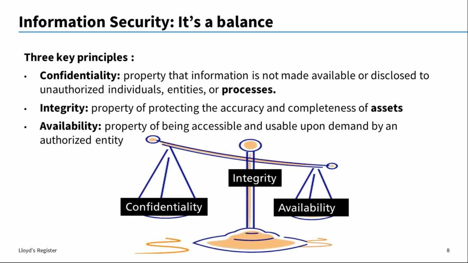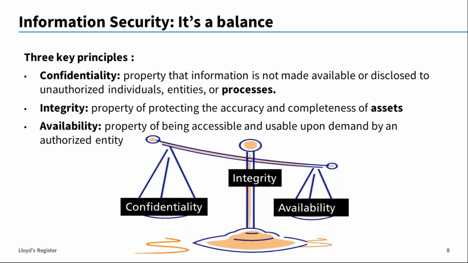Three main principles that ISO 27001 brings in are showing on the screen there. So the three key principles are confidentiality, integrity, and availability. And we show the diagram as a set of scales, because if you think about it, confidentiality, in the definition that ISO 27001 puts on it, is that information should not be made available to unauthorized individuals, entities, or processes.